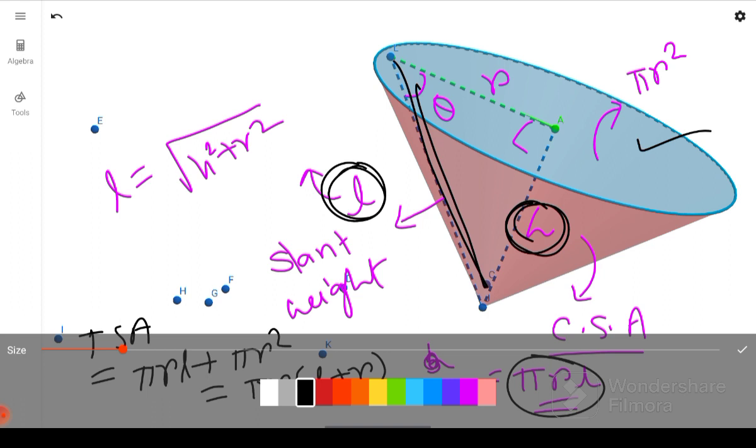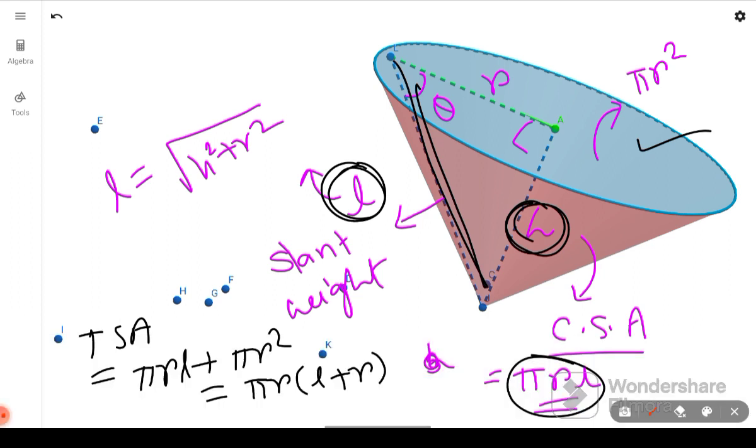All right. So the final formula is pi r (L plus r). You can memorize it in this way, in split form: curved surface area pi r L, and area of the base pi r square.